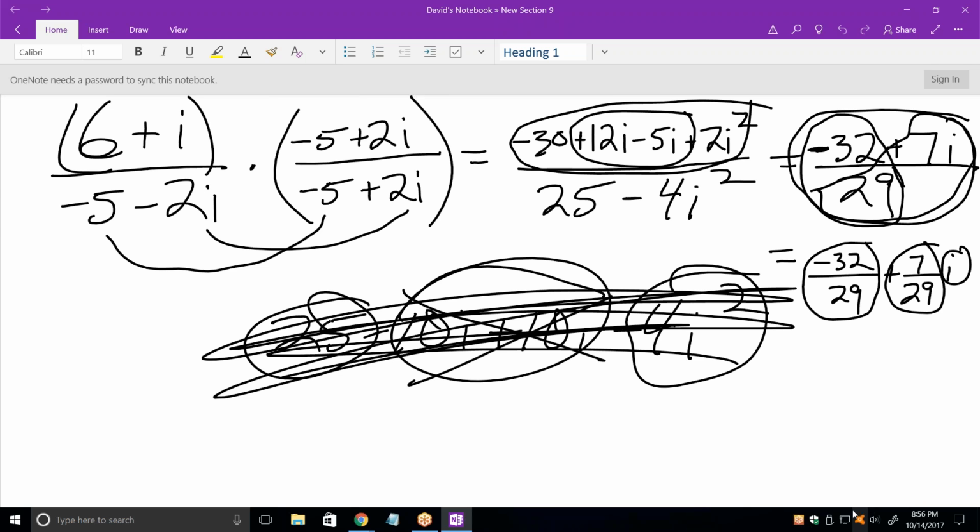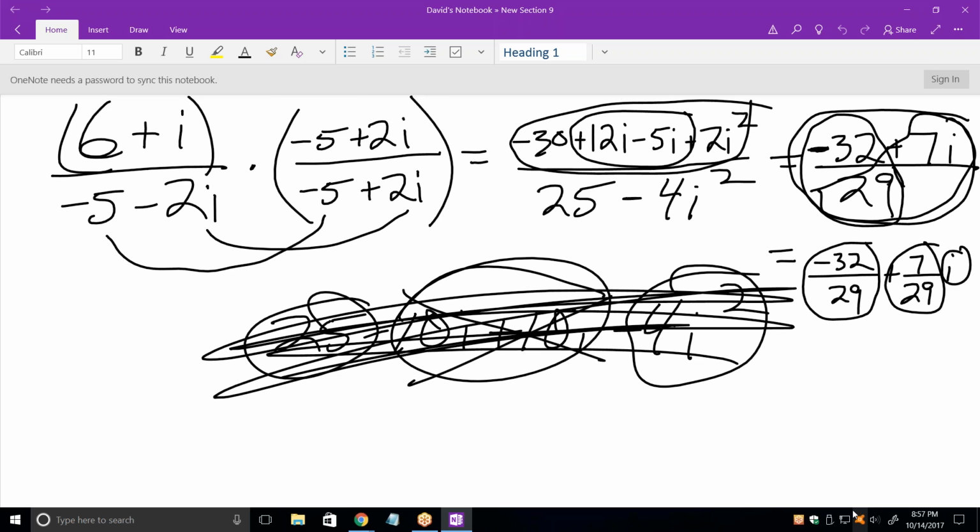Okay, does that simplify out anymore or no? I don't think so. 29 is a prime number, so there's nothing that divides into 29, and the numerator is not a multiple of 29. So, no, can't simplify that. Okay. So the answer is negative 32 over 29 plus 7 over 29i.